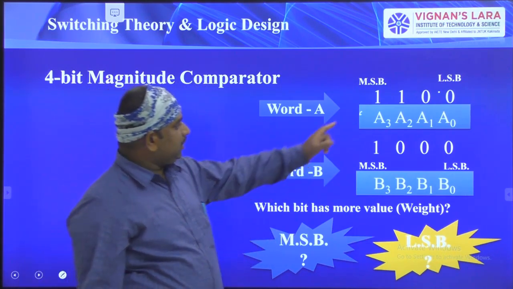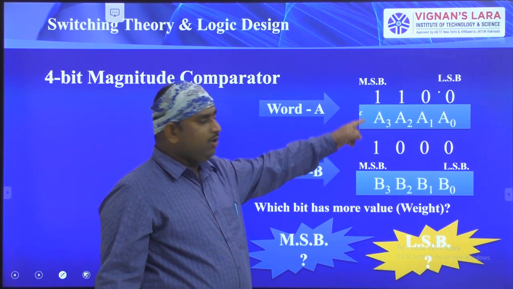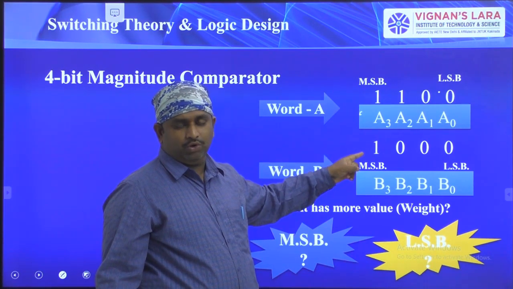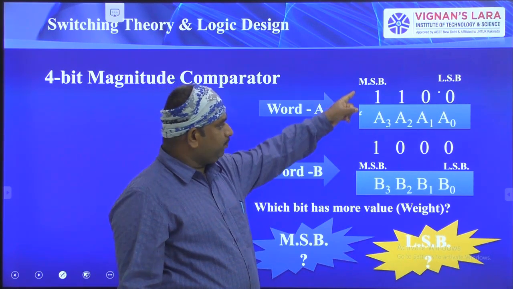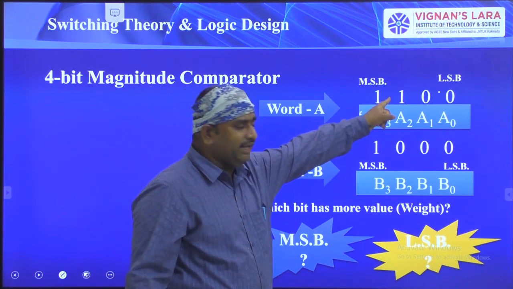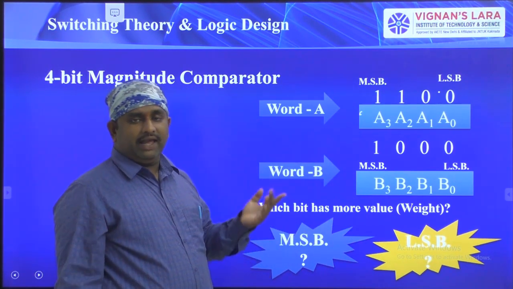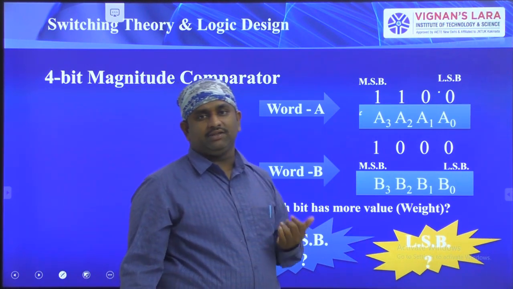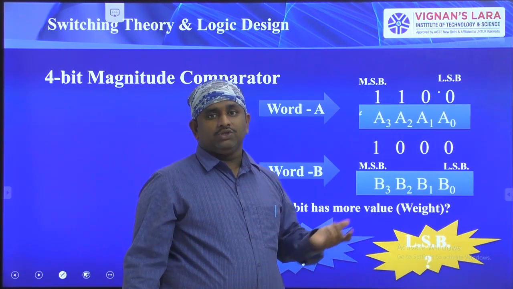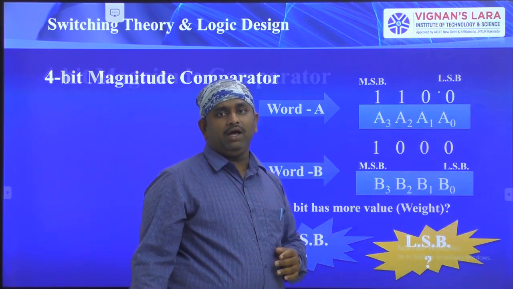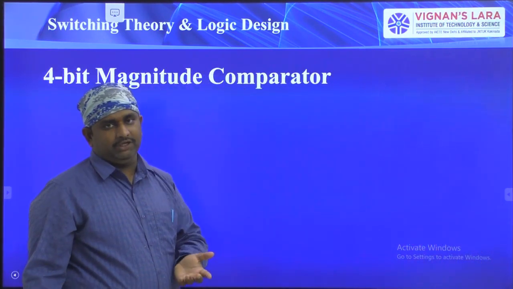So first you compare the first two MSB bits. If these two bits are equal, then go with the next MSB bit. The next MSB bit you have to check. Like that you have to check and decide which one is the bigger one. So for this operation we have to make the hardware implementation.